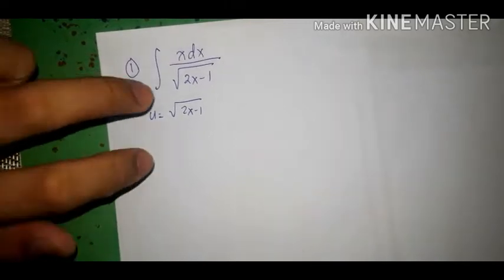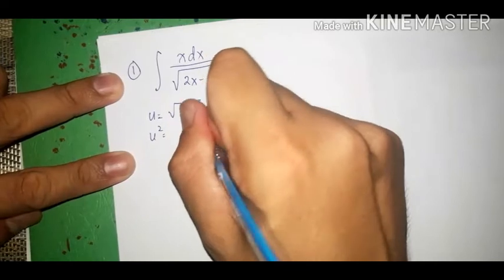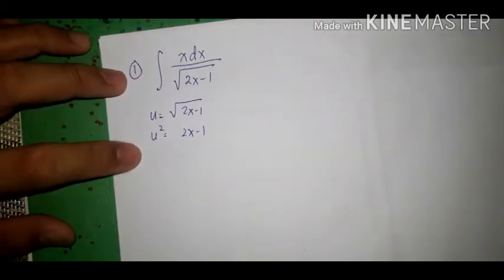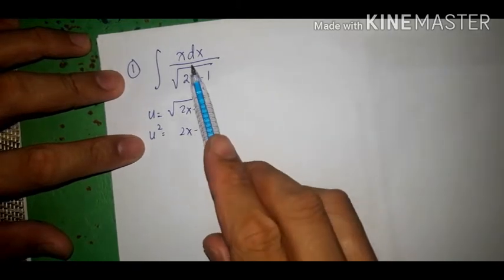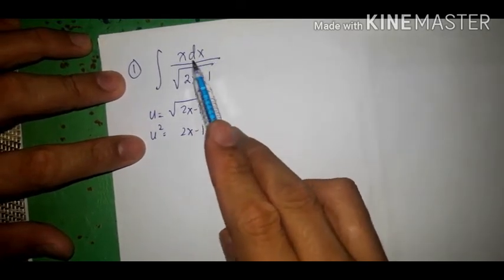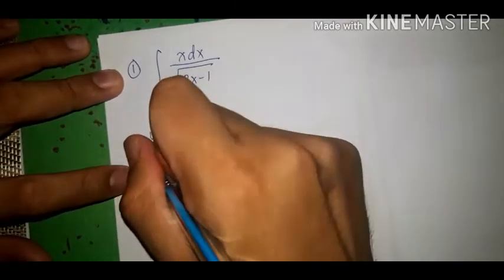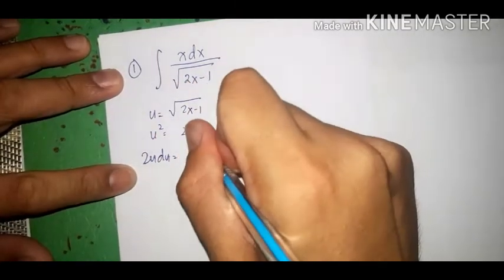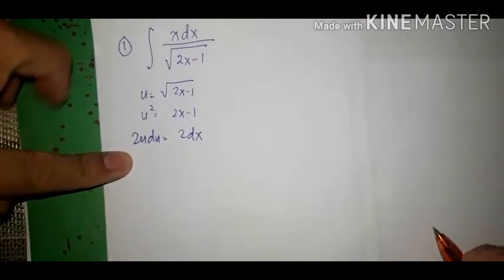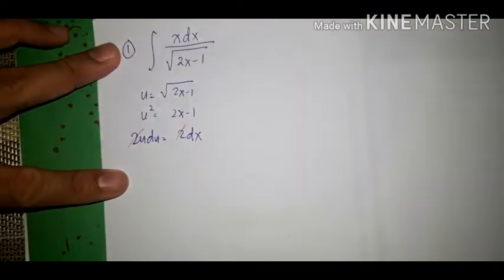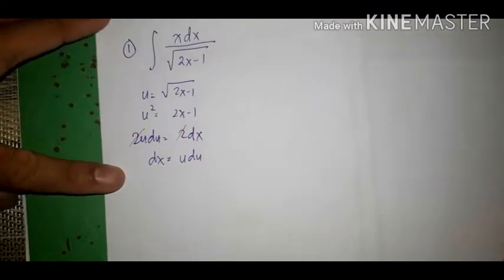So, to eliminate the radical, I need to square both sides. So, squaring both, u squared is equal to 2x minus 1. This given requires the derivative of x, so I need to take the derivative of both sides. So, this gives you 2u du is equal to 2 dx. So, that this 2 and that 2 cancels out. So, magiging dx is simply u du.